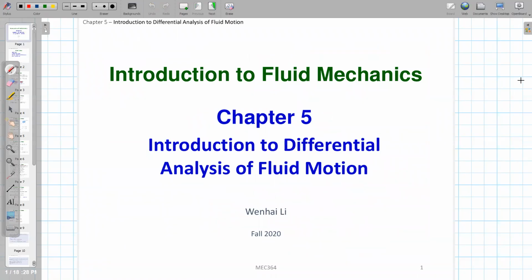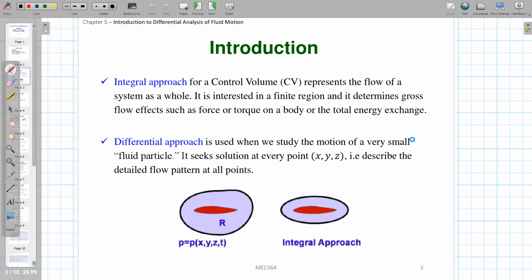And the next chapter is chapter 5. Remember that the equations we derived in chapter 4 are all in the integral form. Because that is in the integration, all those kinds of terms are in the integration. Either we integrate the things inside the control volume, or we do a surface integration.